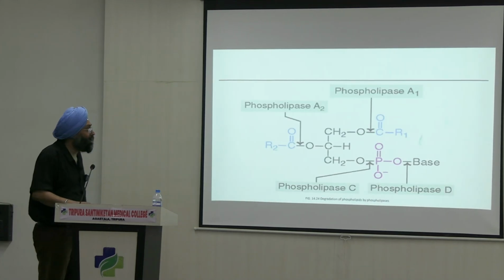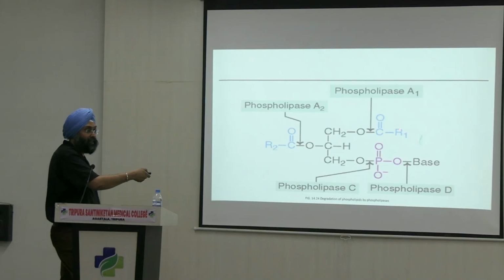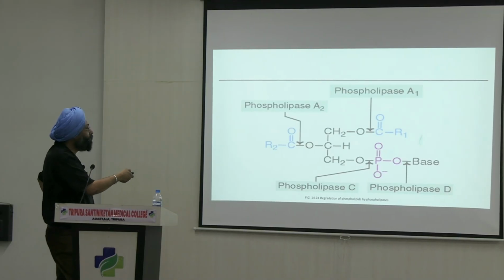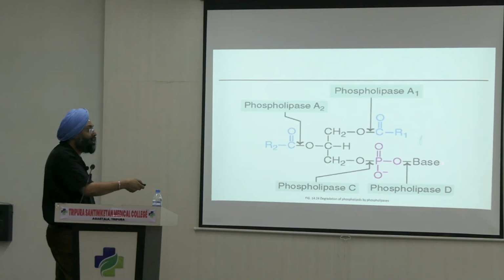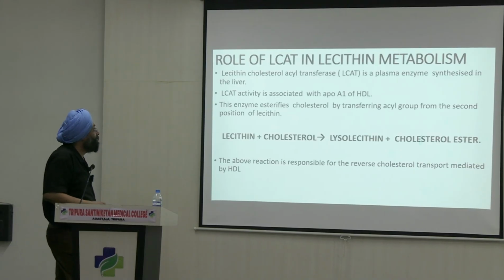Okay. Now see the diagram. A1 is acting at fatty acid 1, A2 at 2, C acts at the phosphate group, and D acts at the base. So we discussed LCAT as well. So any doubts left? Class is over now.